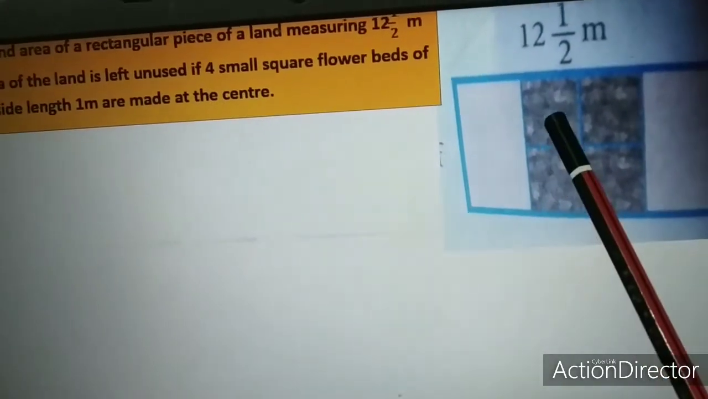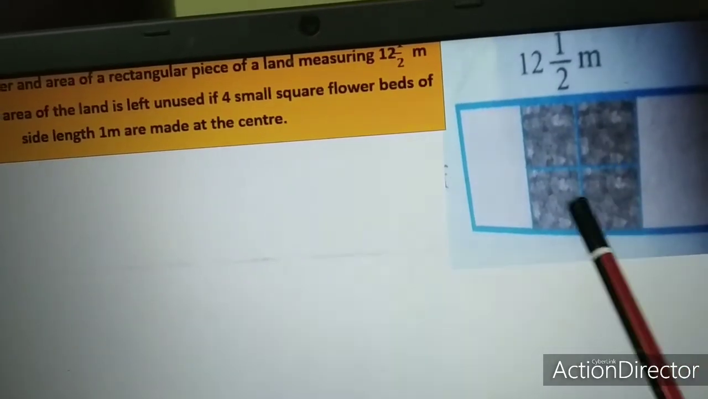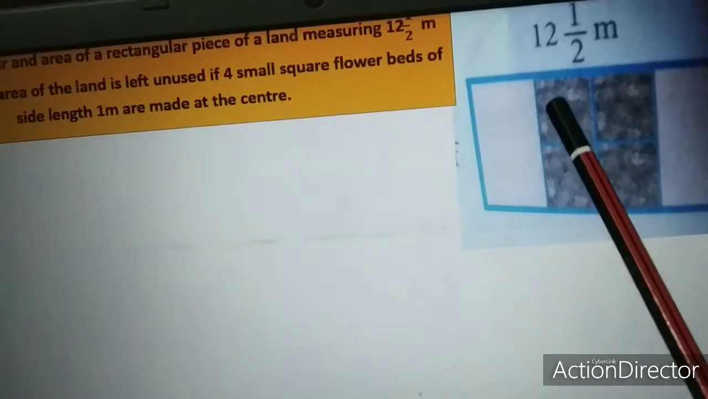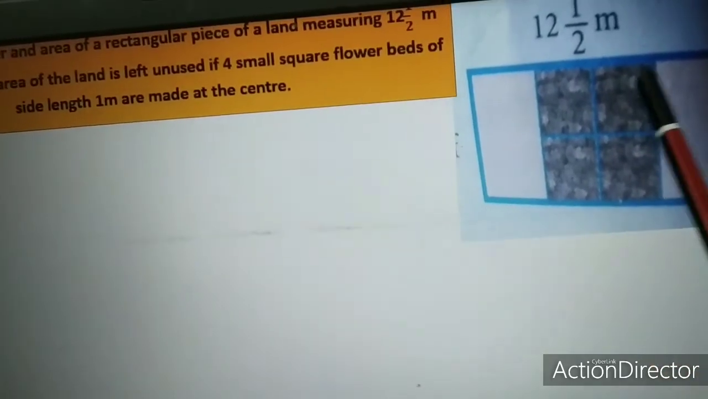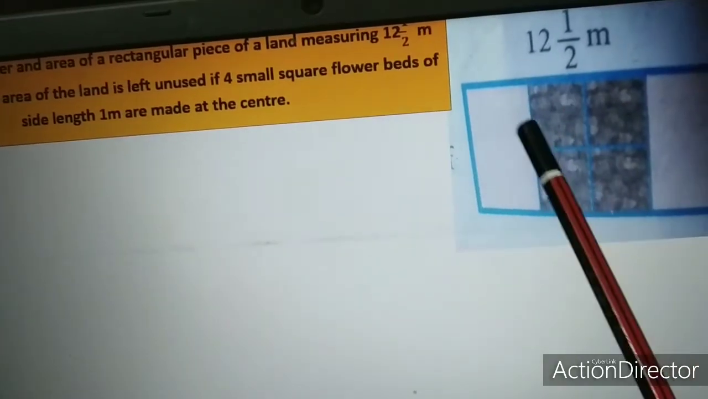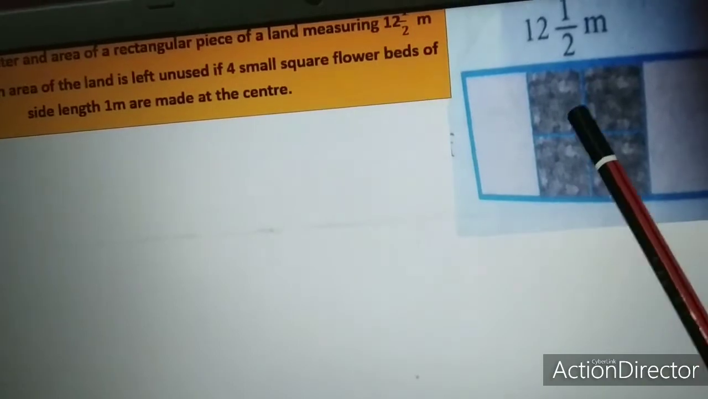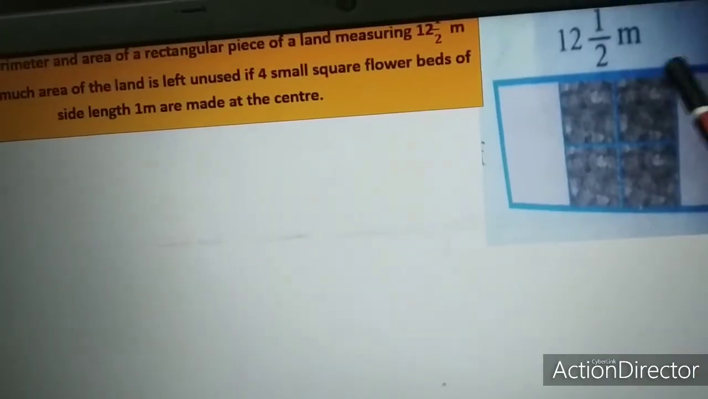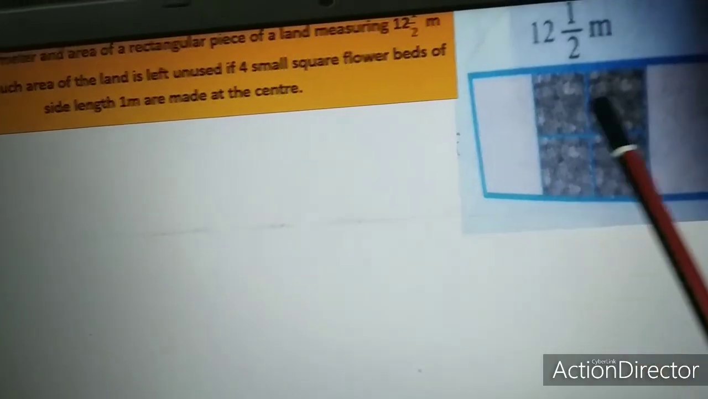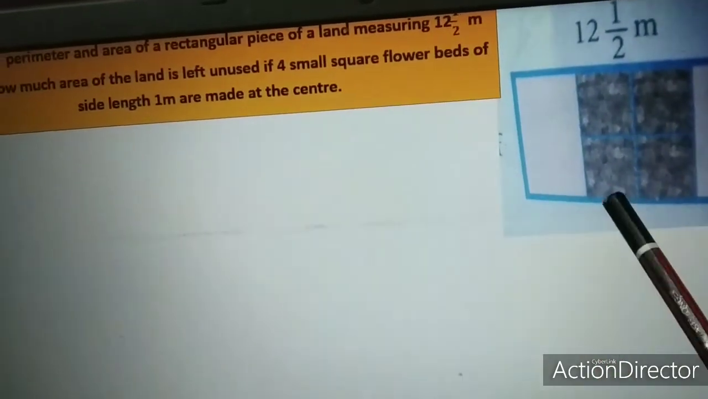4 flower beds. Area of one flower bed first you have to find. Then we will multiply it by 4 to find the area of 4 flower beds. After that, we will subtract the area of the flower beds from the area of land. Area of flower bed is subtracted from area of land. We will get this unused area. Understood? Now let us proceed.